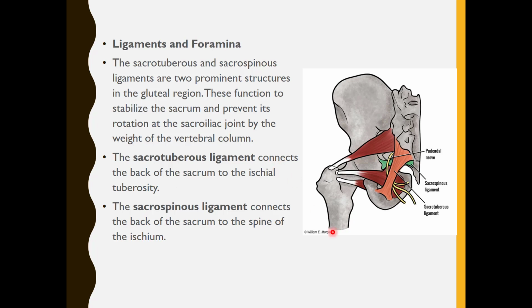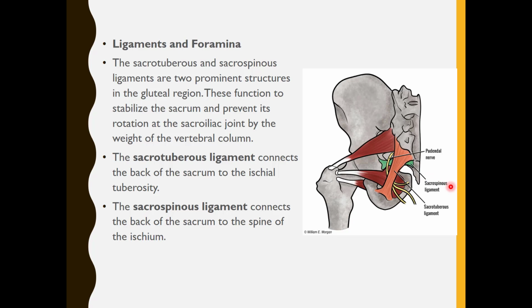Now we will discuss the ligaments and the foramina of the gluteal region. There are many ligaments of the gluteal region, but two ligaments are very important. See here, this is sacrotuberous ligament, which is clear from its name, it is attached with the sacrum and the ischial tuberosity. That's why it is called as sacrotuberous ligament. The other ligament is sacrospinous ligament because it is attached with the sacrum and the ischial spine. That's why it is called as sacrospinous ligament.